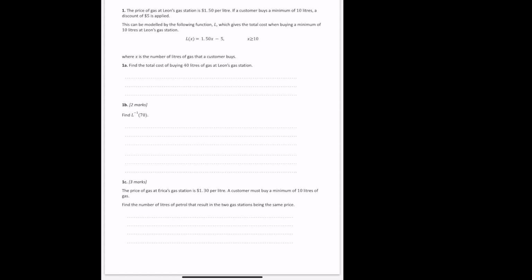So for the first one, we're finding the cost of buying 40 litres at the gas station. So all we're doing here is finding what happens when I substitute in 40. So L of 40, and that gives me 1.50 times 40 minus 5. So I'm just substituting in 40 for my value x. So all I've done is change the x to 40. And if I plug that through the calculator, then I find I get 55. So therefore, it costs $55 to fill up 40 litres.